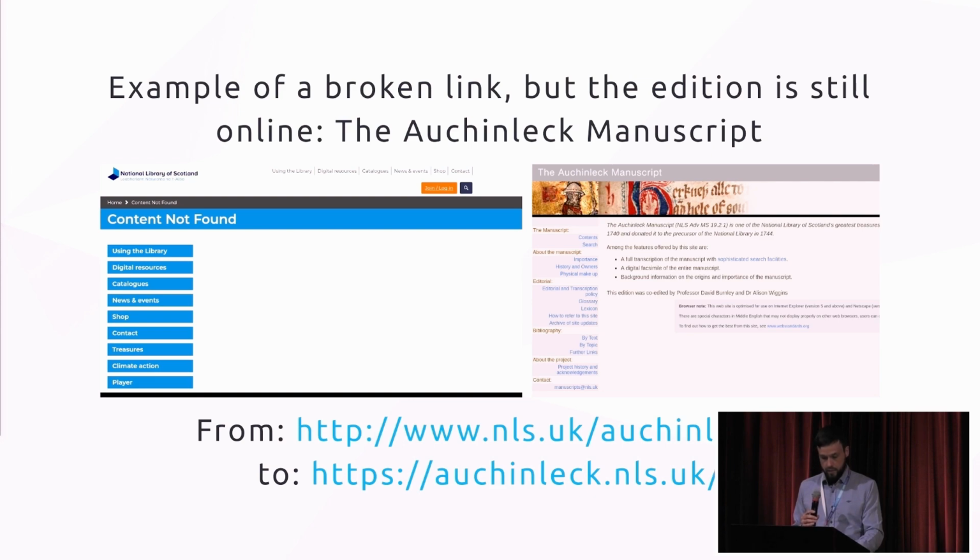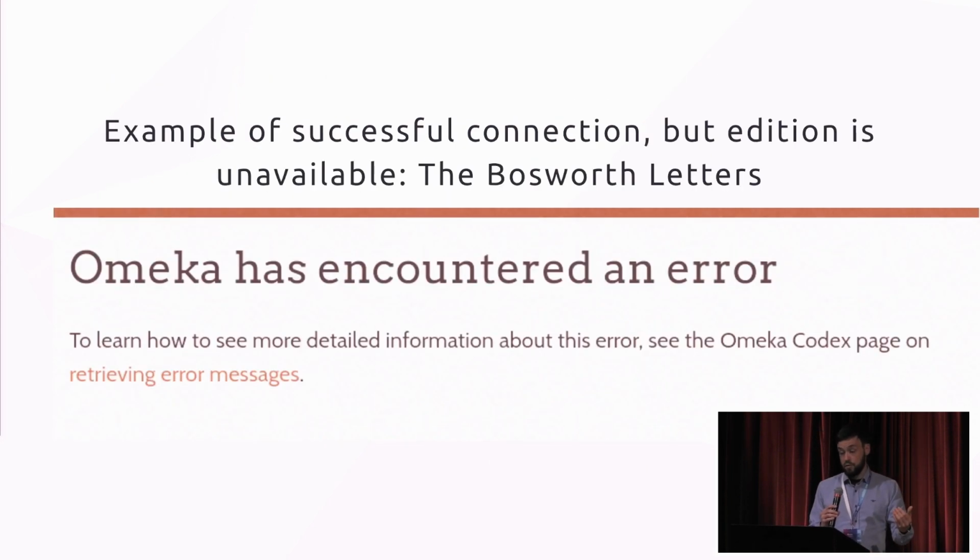And similarly, you would have successful connections, but the edition itself actually isn't there anymore. So this is the Bosworth Letters project. That would come back as a 200 because a successful connection to the server was made. But then you just get this Omeka error page and you can't access the edition anymore. That might be an example of what you might call a dying edition.